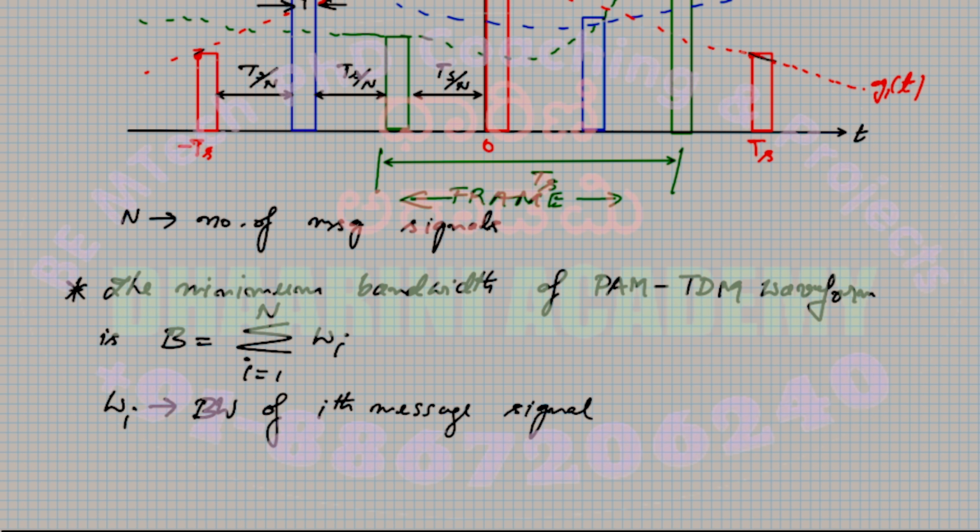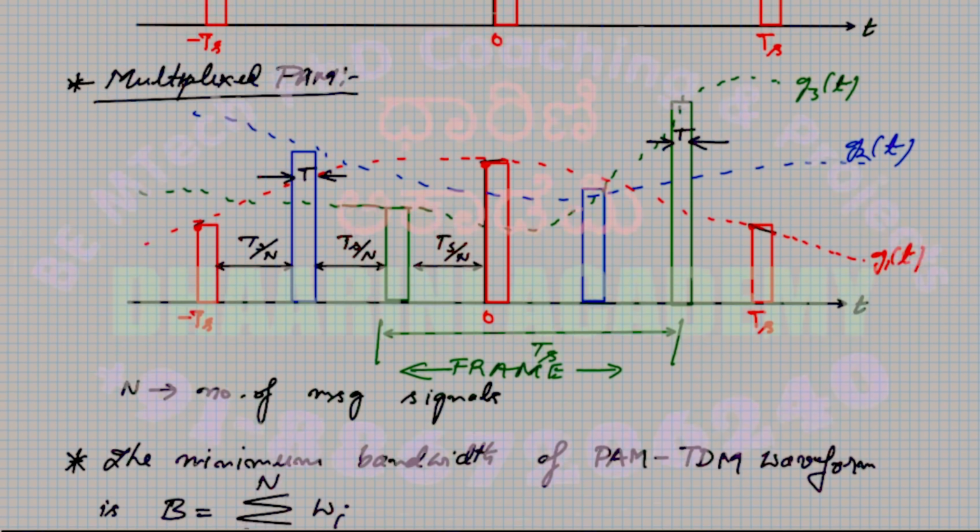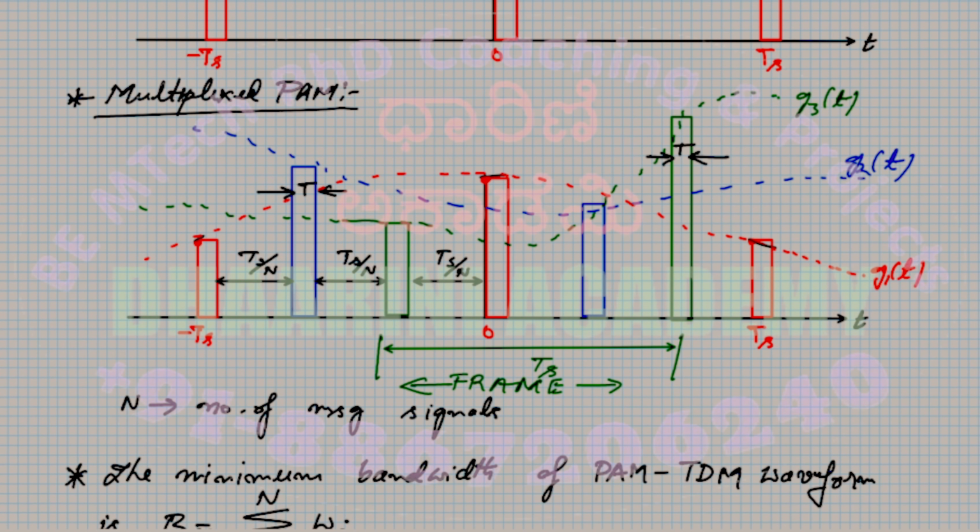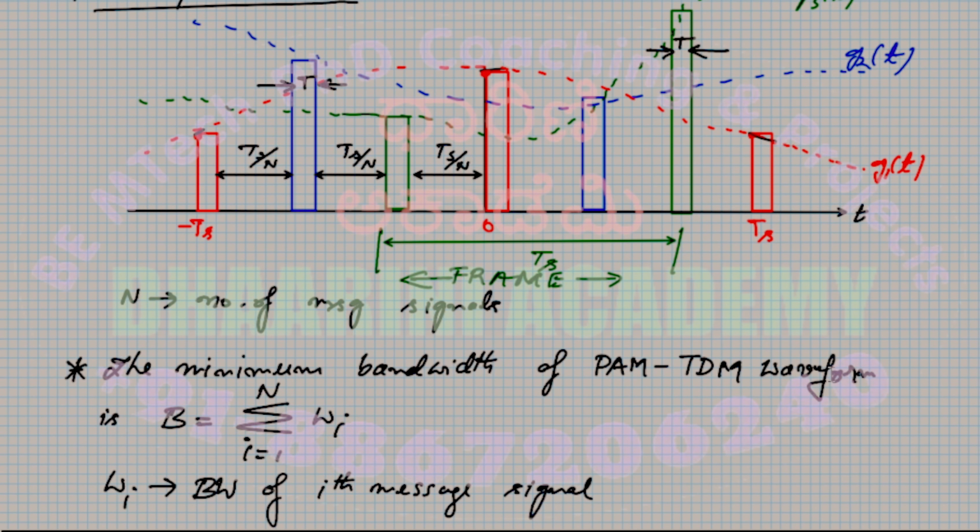Okay, so each bandwidth should be added together to get the total bandwidth. That's the only point here, right? In the previous case, in the above diagram also, we assumed equal bandwidth for each of them, so there was W for each message. That was the concept we used in this discussion. But now, in general, this is the equation that we are going to use to calculate the total bandwidth of a PAM TDM system.